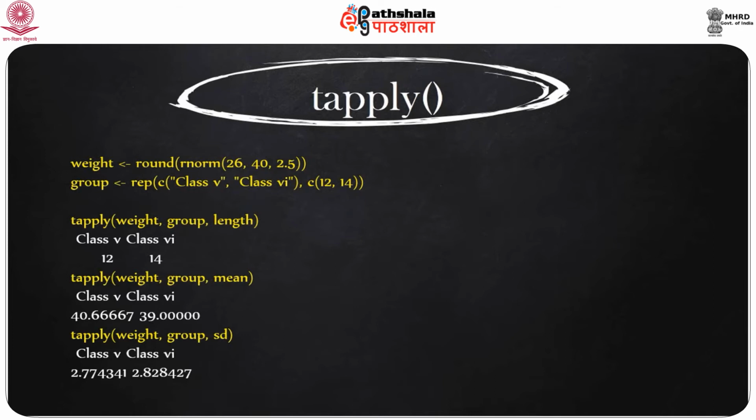But when our data is of substantially high length, then if we write down the tapply function with weight, group and length as the arguments, we will come up with the lengths corresponding to each of the groups. The problem is with higher amounts of data, and here is the solution. If you put mean in place of length, then again you will have the means corresponding to each of the groups. The same thing will hold for standard deviations as well.